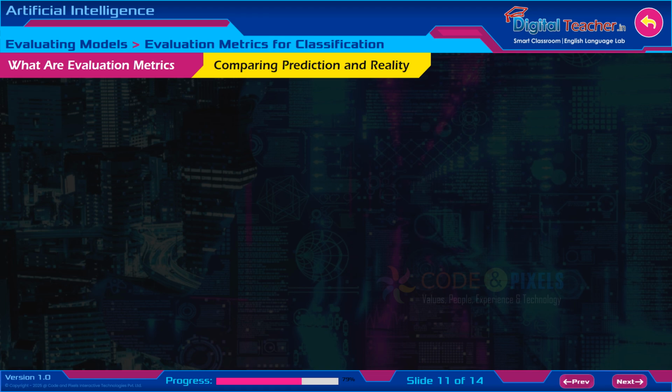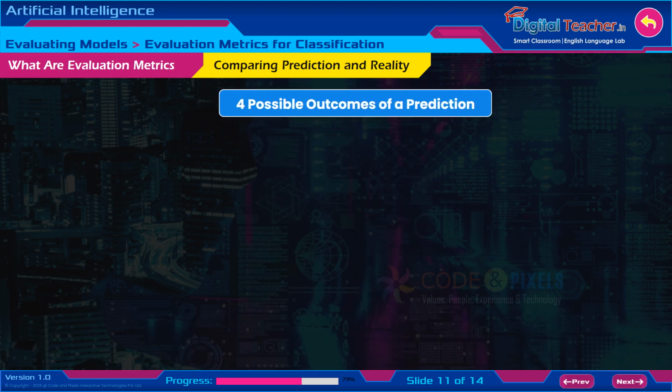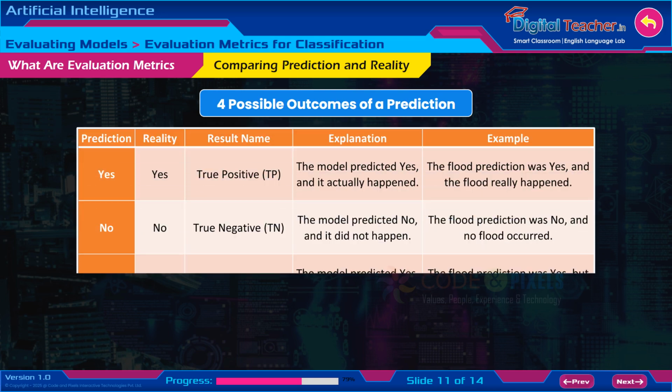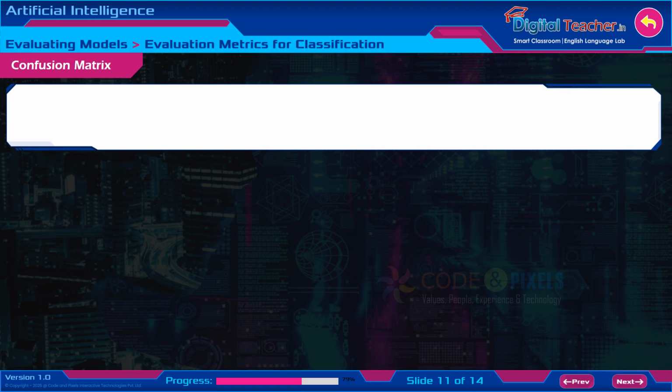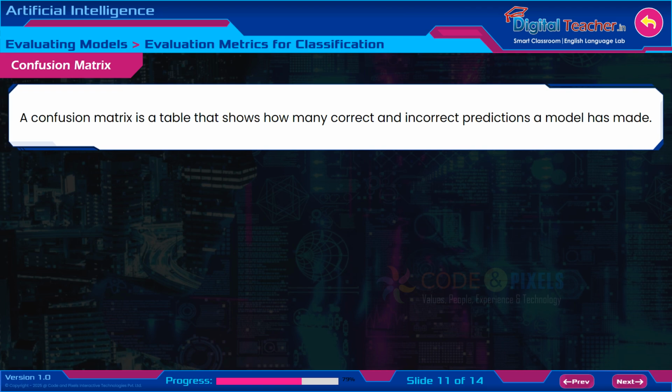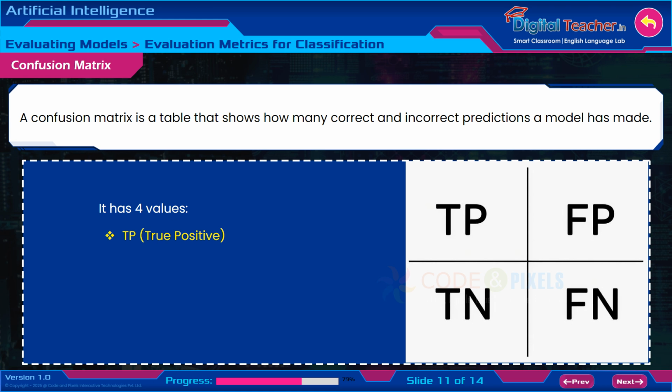Comparing prediction and reality. When the model makes a prediction, it can either be correct or wrong. The prediction is usually in the form of yes or no, true or false, or positive or negative. 4 possible outcomes of a prediction. Confusion matrix. A confusion matrix is a table that shows how many correct and incorrect predictions a model has made. It has 4 values: true positive, false positive, true negative, false negative.